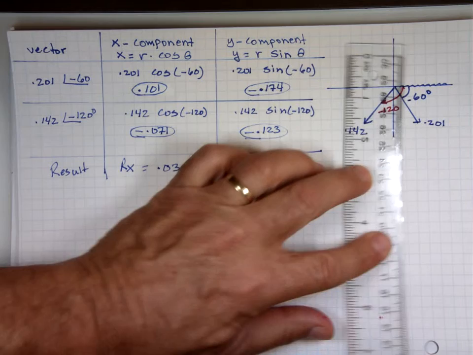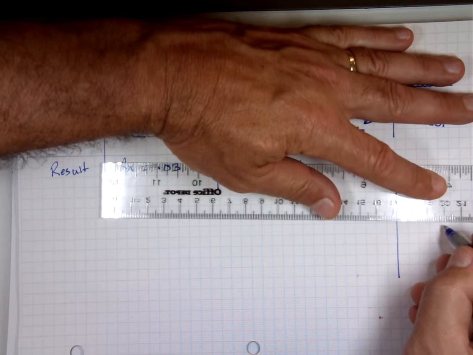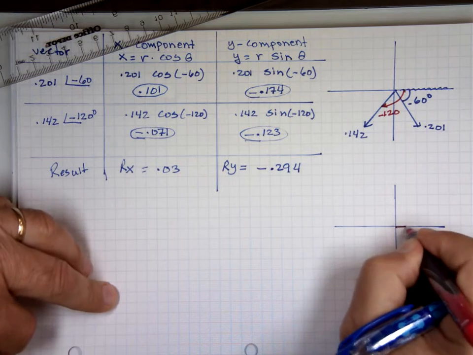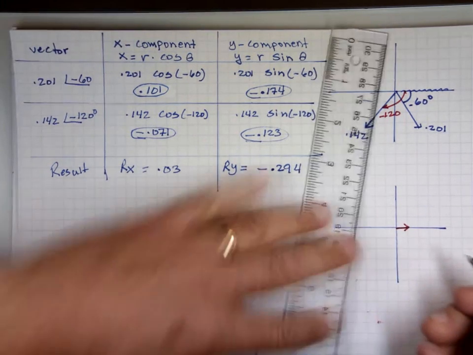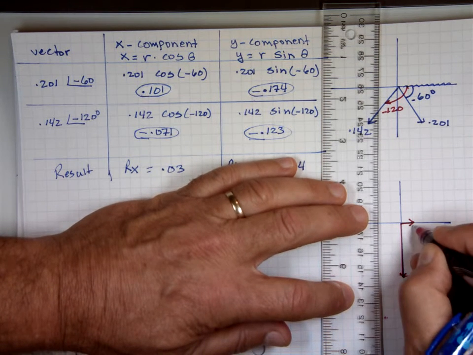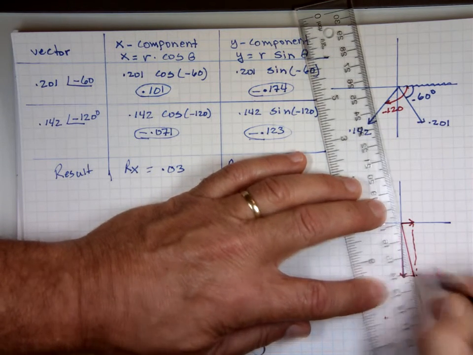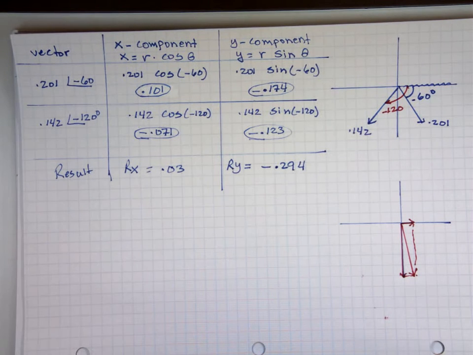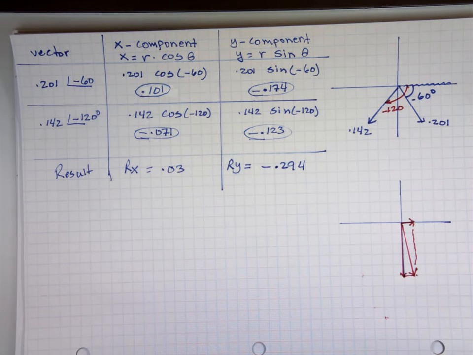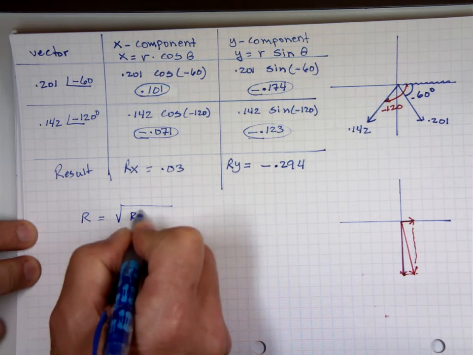This is what I'm looking at. The result in the x direction is positive. The result in the y direction is negative. So my answer is going to be this vector. This is what my answer is going to be. Which quadrant? Quadrant 4. So I'm okay. Because if you're in quadrant 2 or 3, you have to add 180 degrees to your answer. So r is going to be the square root of the x value squared plus the y value squared.